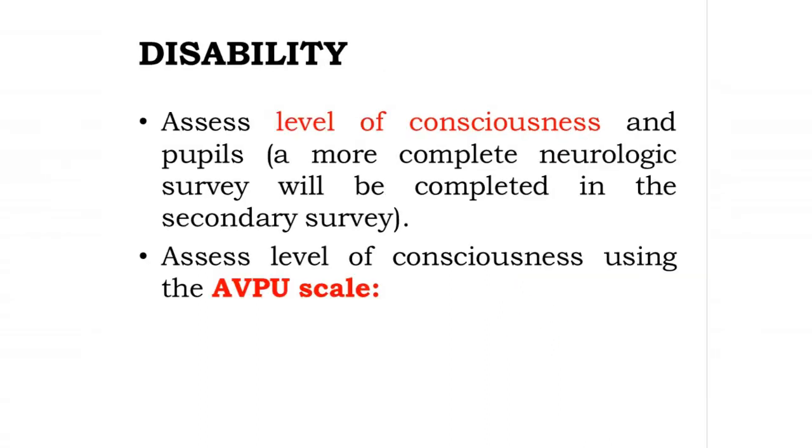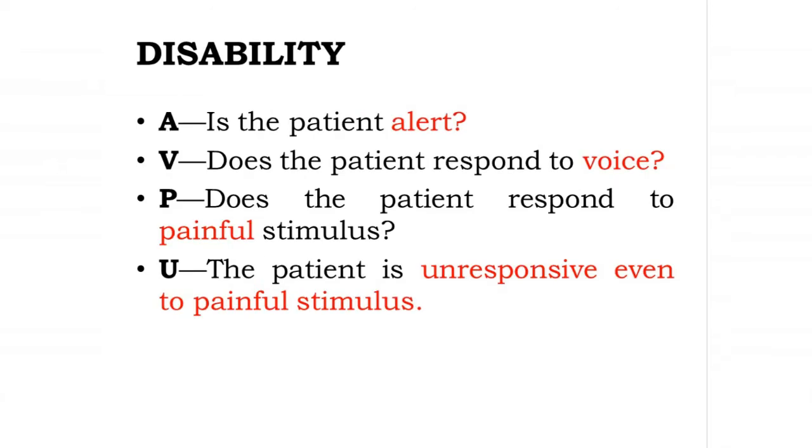And lastly, D for disability. Assess level of consciousness and pupils. A more complete neurologic assessment will be completed in the secondary assessment. Assess level of consciousness using the AVPU scale. A. Is the patient alert? V. Does the patient respond to voice? P. Does the patient respond to painful stimulus? U. The patient is unresponsive even to painful stimulus.